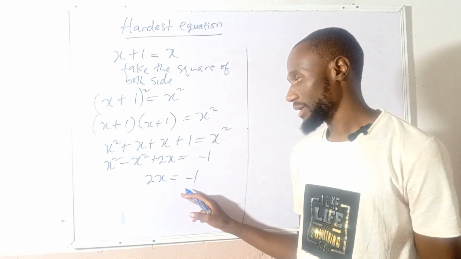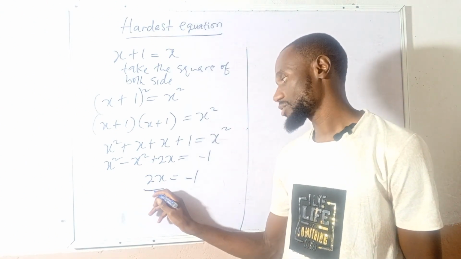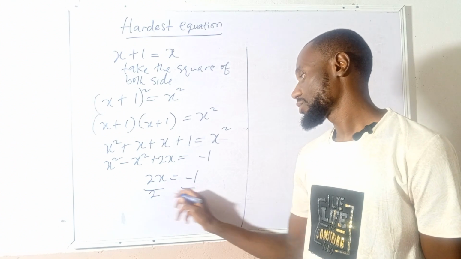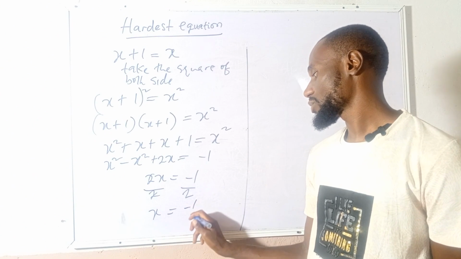We divide both sides by the coefficient of x. The coefficient of x here is 2. Here by 2. 2 cancel 2. We have x is equals to minus 1 over 2.